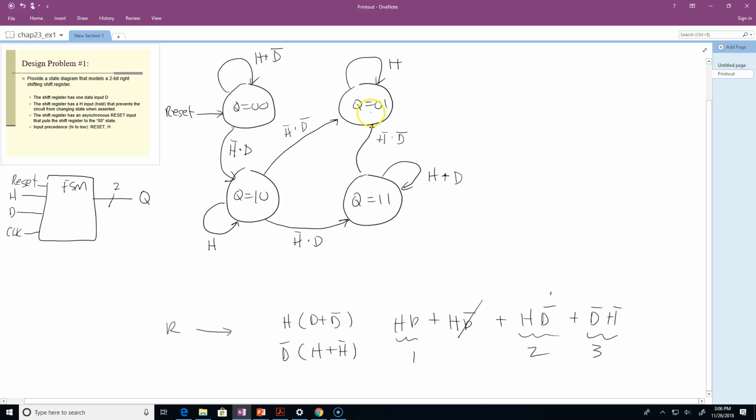Okay, so I'm almost done. I'm in this 0, 0 state. If I get a 0 coming in the right side, I'm going to transition back to the 0, 0. This is H bar, D bar. If it's a 1, I'm going to have H bar, D. And I believe I'm done with that problem. Okay.